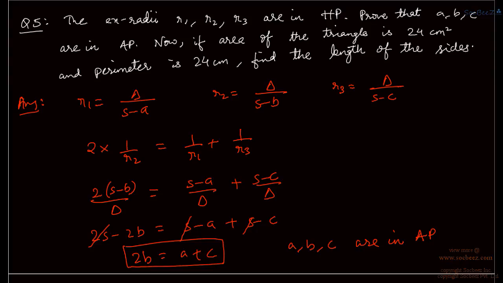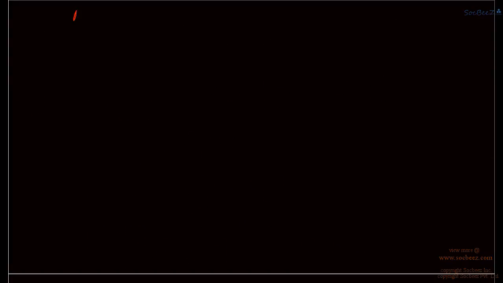The next part says the area of the triangle is 24 centimeters square. So we know what delta is, right? Now we also know what the perimeter is. So delta is equal to 24 centimeters square, and perimeter, that is a plus b plus c, is equal to 24. Now if a plus b plus c is 24, what is s? S is 12 centimeters, right?